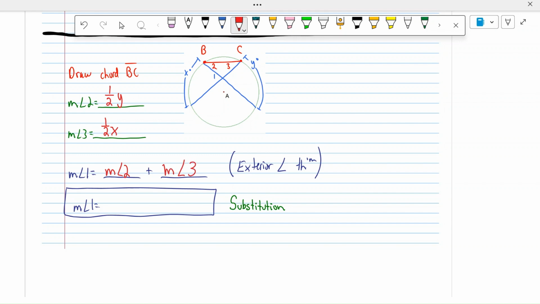angle 3. Now making a substitution, angle 2 is 1/2 y. Angle 3 is 1/2 x. If we factor the 1/2 out of both of those, we have 1/2 of y plus x. In other words, this angle 1 is x plus y divided by 2. Angle 1 is the average of x and y.